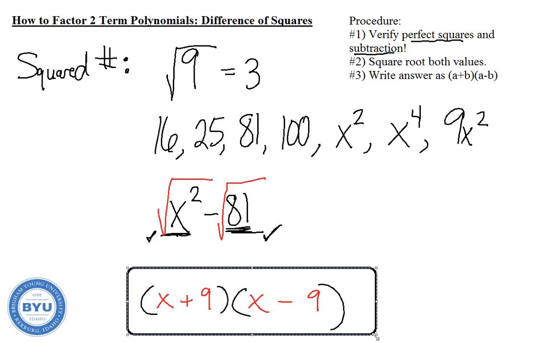Again, it's a three-step process. Step number 1, make sure they're perfect squares and that you're subtracting them. If they're not, then they can't be factored. Step number 2, square root both the values. You'll then write those values into the appropriate parentheses, the first number into the first slot of each parenthesis, and the last number square rooted into the last slot of the two parentheses, and use 1 plus and 1 minus sign. That's how we factor a two-term polynomial when it's a difference of squares.